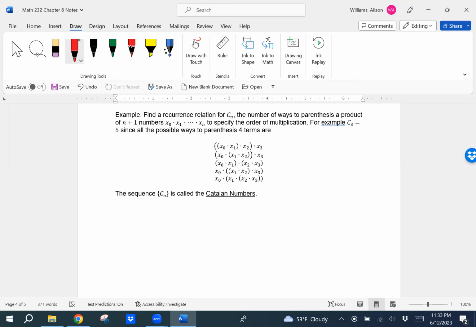So they gave us an example. C3, which is when we're working with 4 numbers, 0, 1, 2, and 3, we could place the parentheses in 5 different ways, and they listed them out for us. Parentheses around the first 2 terms, parentheses around the second 2 terms, parentheses on the first 2 and last 2 terms. We could have parentheses around the middle 2 terms again, but shifting the larger parenthesis, and then parentheses on the last 2 terms. Okay, so there's the rotation of the parentheses. Now, they call this, by the way, the Catalan number sequence.